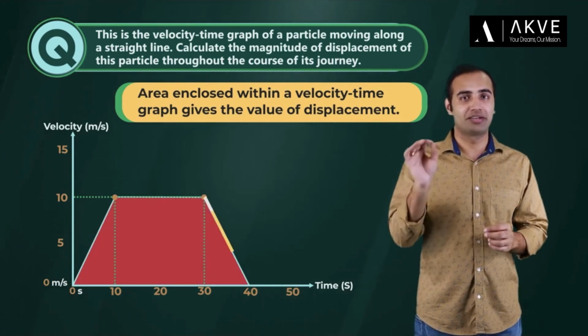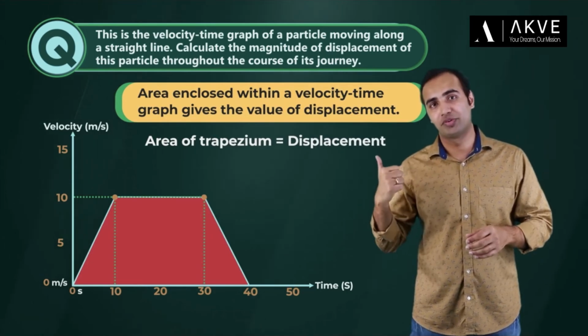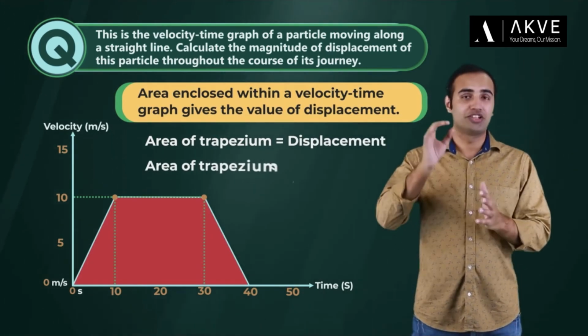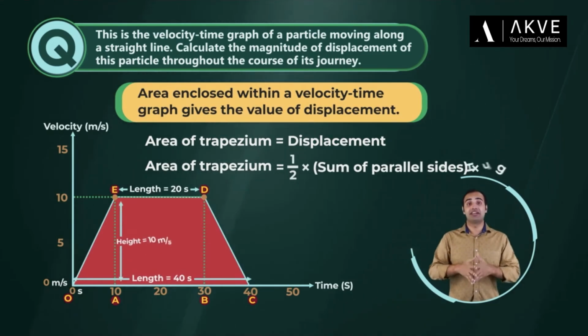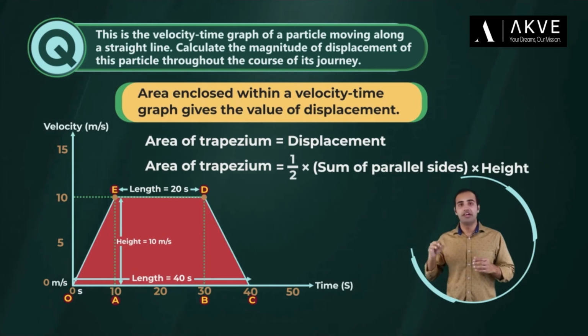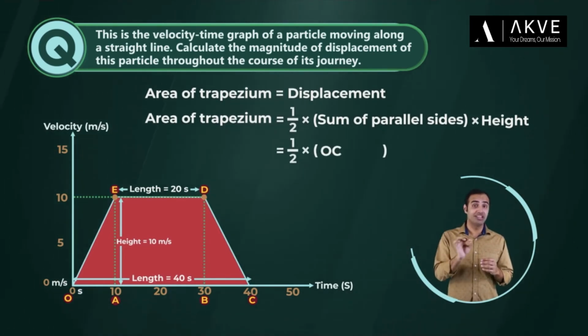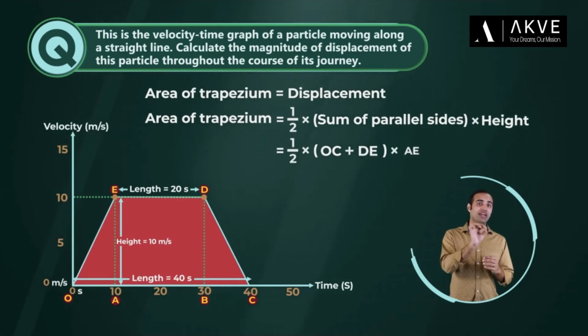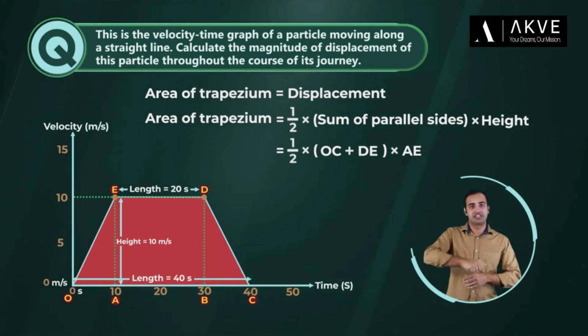Over here, we have a trapezium shaped curve, which means we need to find the area of this trapezium over here. And the formula for that is 1 by 2 multiplied by the sum of its parallel sides multiplied by the distance between them. Now, in the context of our problem here, we can rewrite this expression as 1 by 2 multiplied by OC plus DE into AE, where OC plus DE is the sum of the two parallel sides and AE is the vertical distance between them.